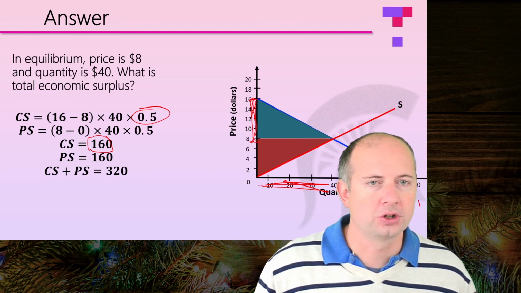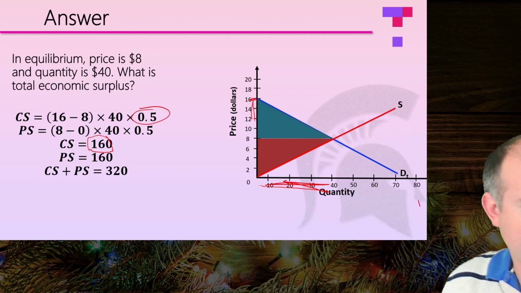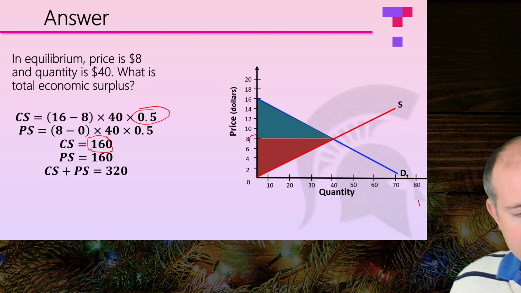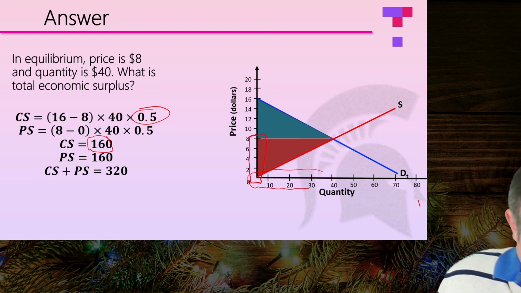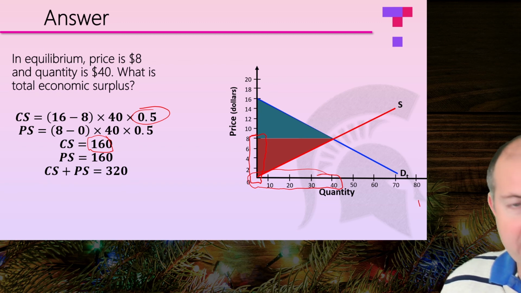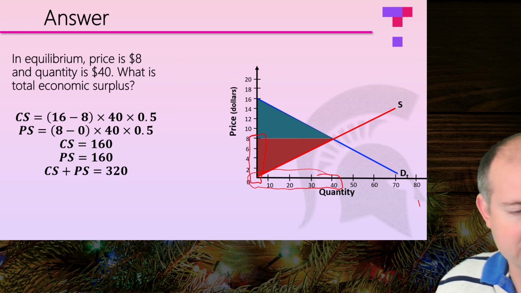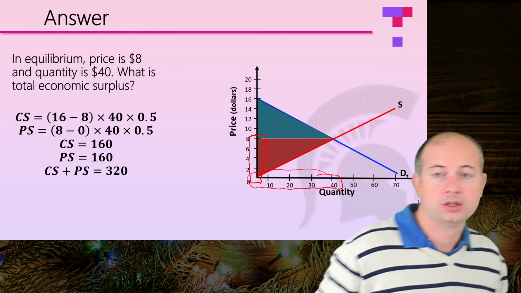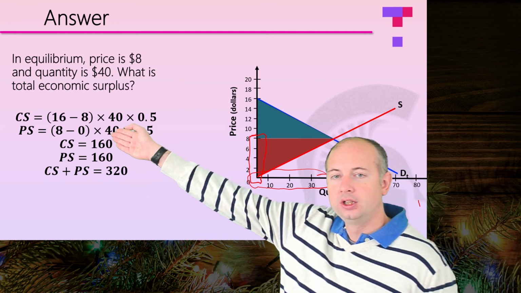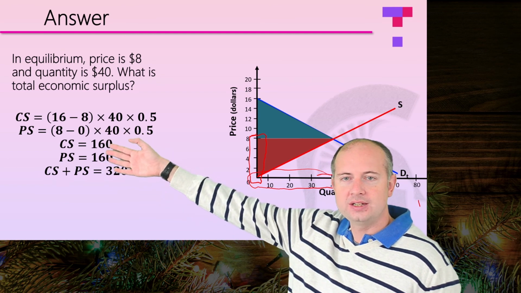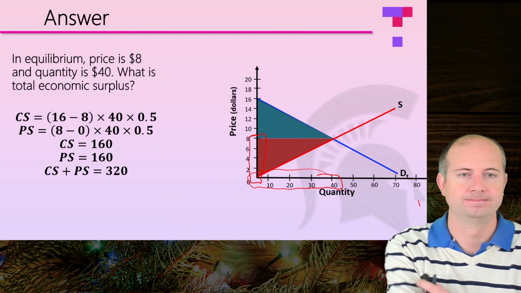What is producer surplus? Producer surplus, the height of this triangle, goes from 0 to 8. The base is 40 again. It's the quantity, times a half because it's a triangle. That is also equal to 160. So all that's left for us to do to calculate total surplus is just add up consumer plus producer, 160 plus 160, which gets us 320.